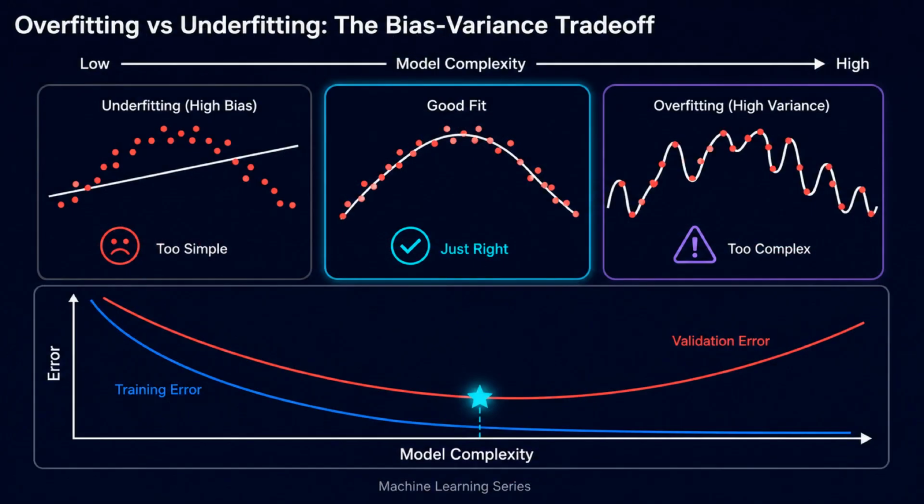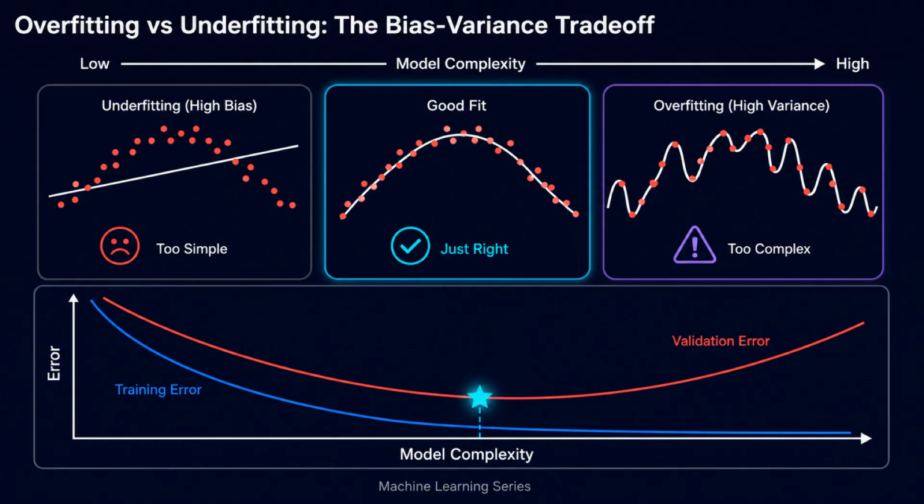Understanding overfitting and underfitting is fundamental to building good models. Overfitting occurs when a model memorizes the training data, capturing noise rather than true patterns. This results in high variance, excellent training performance, but poor generalization to new data. Underfitting is the opposite problem, where the model is too simple to capture the underlying patterns, resulting in high bias and poor performance on both training and test data.